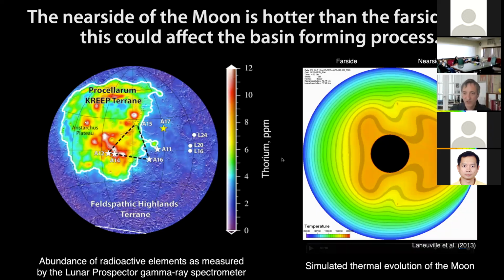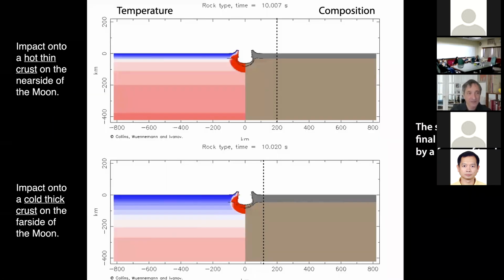So the question is, could this difference in temperature affect the basin forming process and make craters on the near side look bigger than they actually are? To address this, we did some iSALE hydrocode simulations. These are simulations of the impact forming process where we ran 2 simulations which are nearly identical. The only major difference is that in one simulation the crust is hot, and in the other simulation the crust is cold. So here on the top, we're showing the case of an impact onto a hot crust on the near side of the moon. And on the bottom, we're showing the impact onto a cold crust on the far side of the moon.